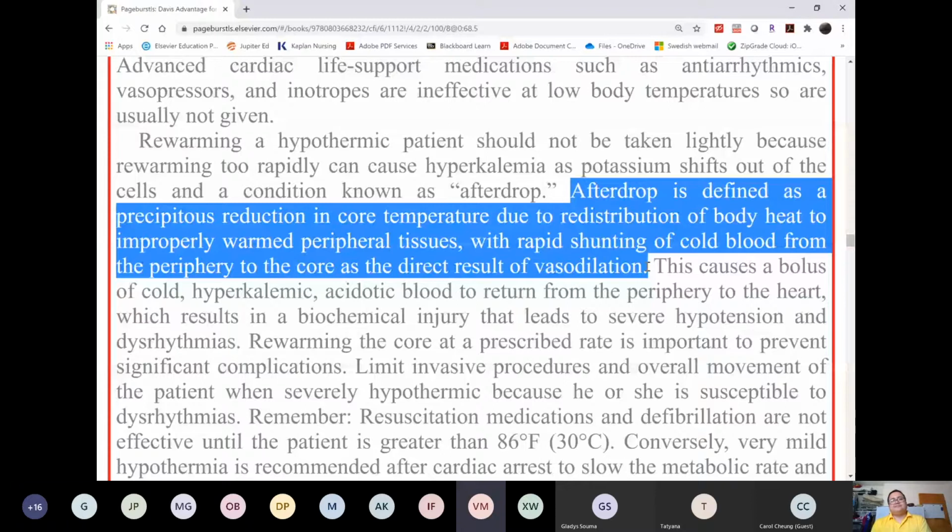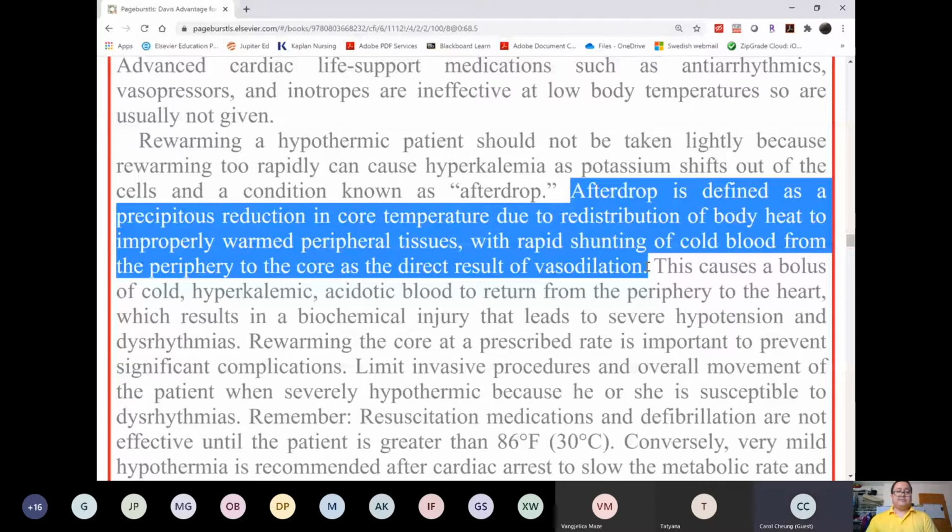Afterdrop is defined as a precipitous reduction in core temperature due to redistribution of body heat to improperly warmed peripheral tissues, with rapid shunting of cold blood from the periphery to the core as a direct result of vasodilation. Okay, so based on this principle, where should you start rewarming? The arms, the extremities, or the patient's trunk?